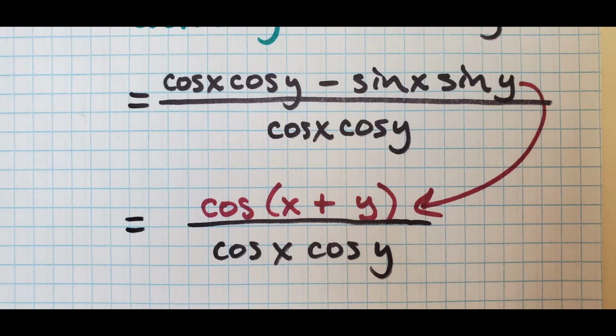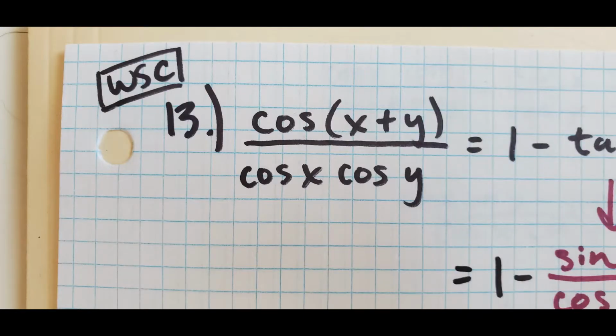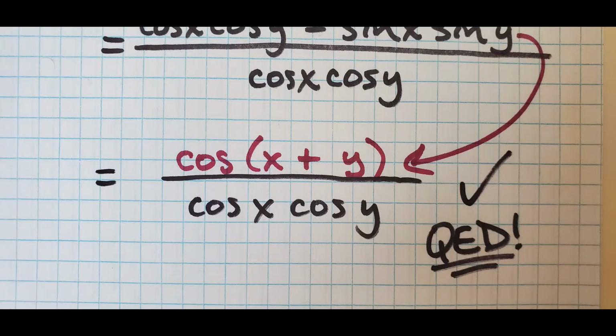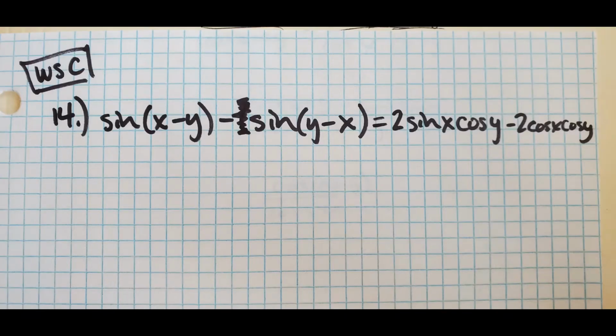That looks exactly like what we started with. So therefore, we just write a big check mark. We write QED, and we're all done with that one. So that one definitely had a trick to it. But if you recognized that that was a sum, then you would have gotten it. Okay. Number 14 is real similar.